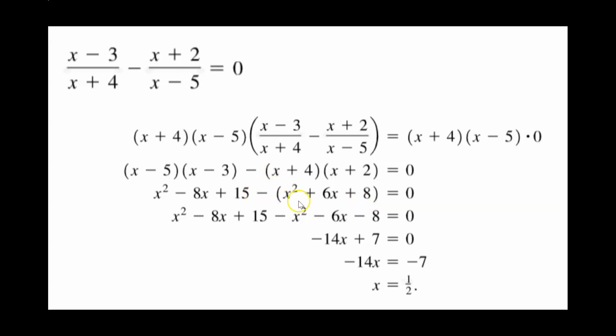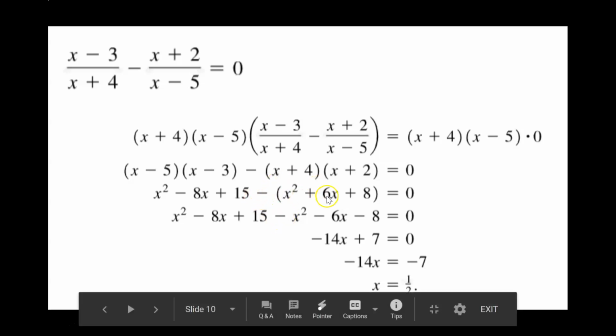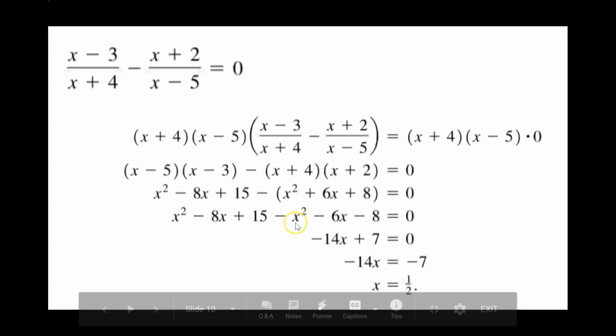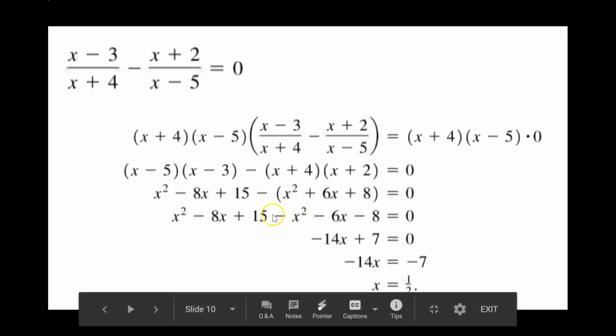Remember, we have to keep the second part in parentheses because we have this negative sign. We've got to distribute. This becomes negative, this 6x becomes negative, and this 8 becomes negative. A lot of students don't put the parentheses around the second part, and all they write down is negative x squared, and then they keep the plus sign and the plus sign down here, which is incorrect. So put it in parentheses to know that we need to distribute this understood 1 to each part.